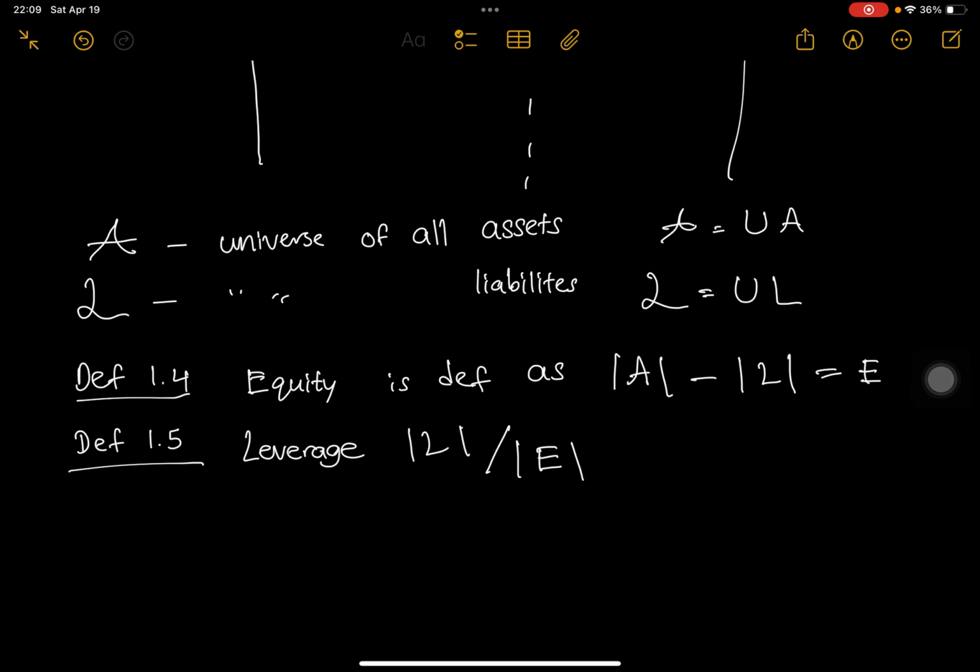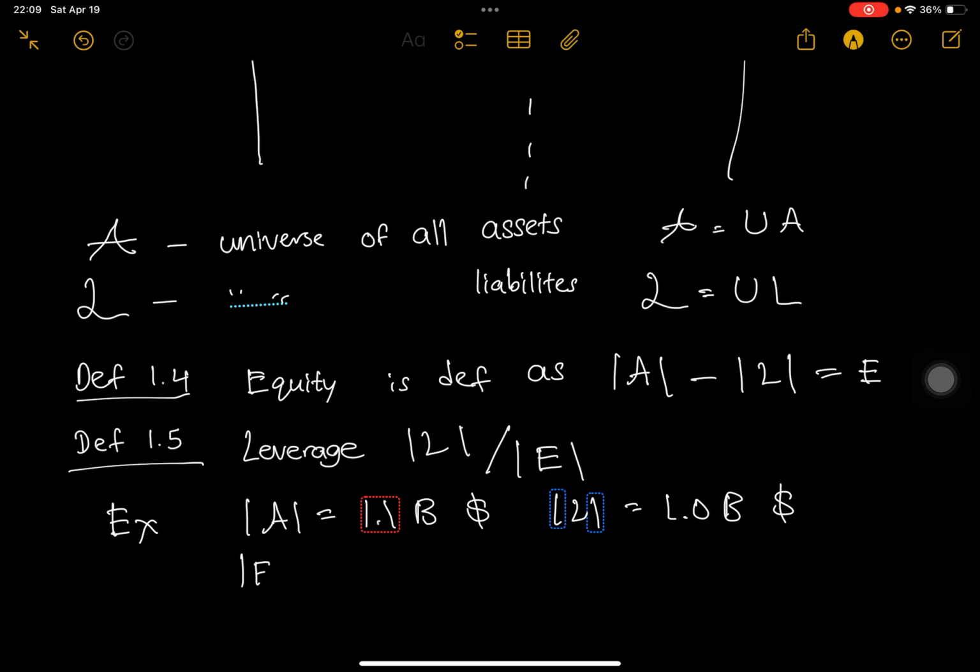You can speak of an entity with a leverage ratio of higher than one if, for example, a bank has 1.1 billion in assets and 1 billion in liabilities. Let me just write this down. If your assets are 1.1 billion US dollars and your liabilities are 1 billion US dollars, then your equity is going to be 100 million. And then your leverage ratio is going to be 10. Just as a quick example here.